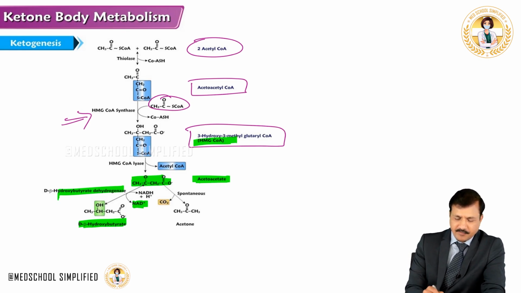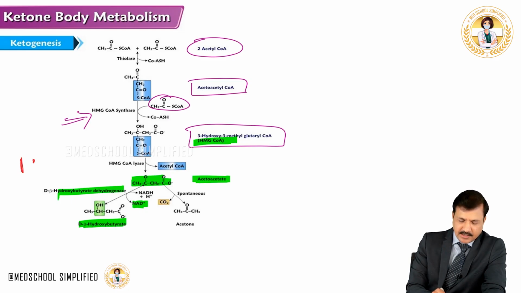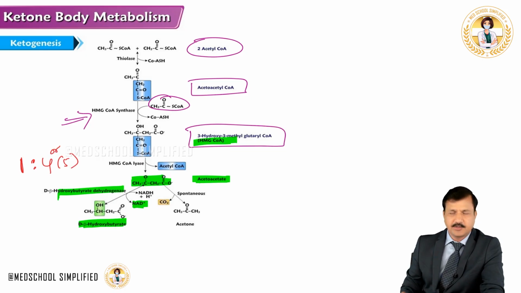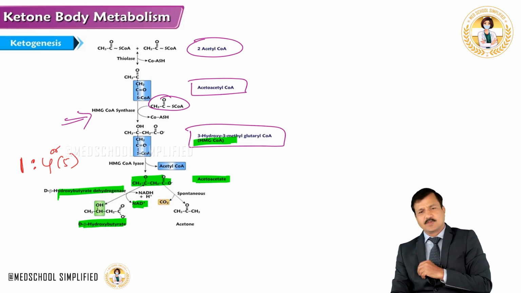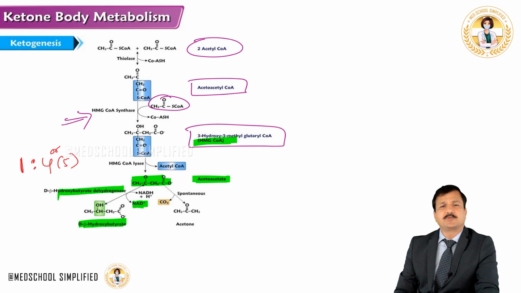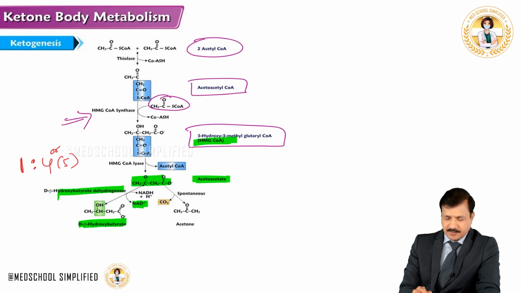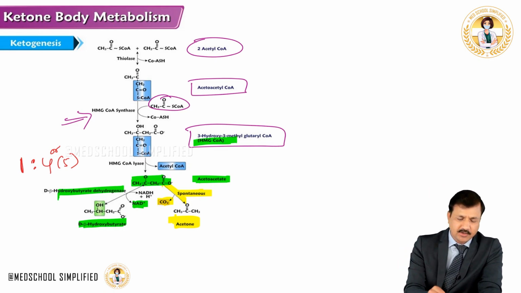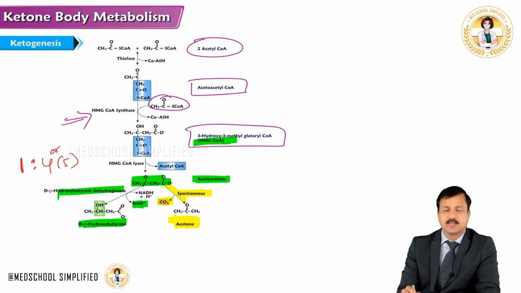So with that, for every one acetoacetate there will be 4 to 5 beta-hydroxybutyrate molecules. So that's the ratio. Now, whenever the beta-hydroxybutyrate dehydrogenase enzyme is saturated, at that time some of the acetoacetate will be diverted into acetone by a spontaneous decarboxylation process. So this is how 3 ketone bodies are synthesized in the liver.